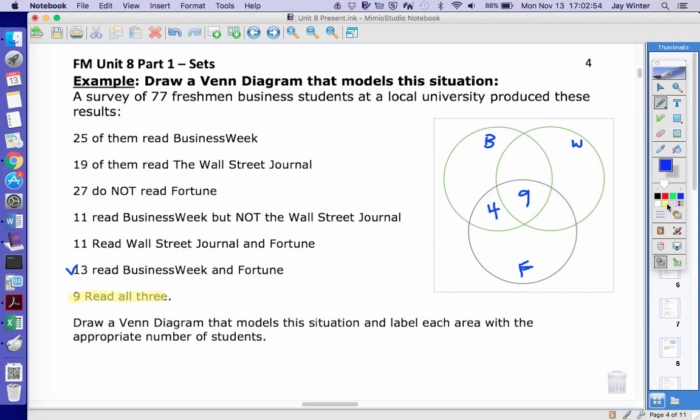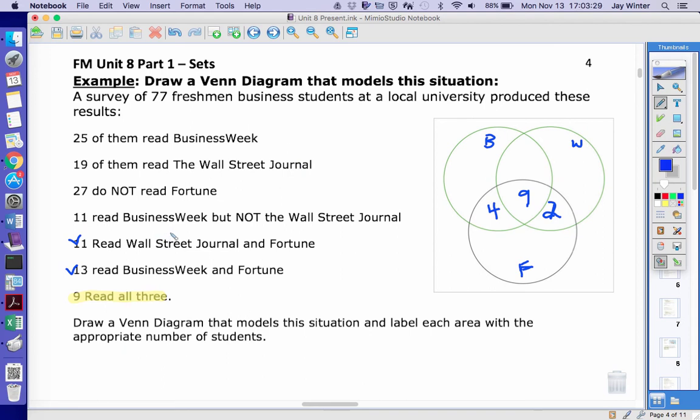All right, so 11 read the Wall Street Journal and Fortune. And again, let's focus in on this area right here. This would be the Wall Street Journal and Fortune both, that area that I just zapped in yellow. So let's get rid of the yellow streaks here. And I might note that there's 9 of them in the middle, but 11 should occupy this entire little wedge. So that means I have to put a 2 right there. Okay, so that takes care of that clue. That means I'm going to have 9 and 2 makes 11 for the 11 that read Wall Street Journal and Fortune.